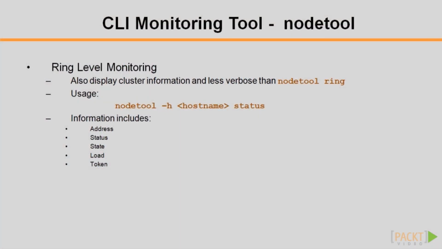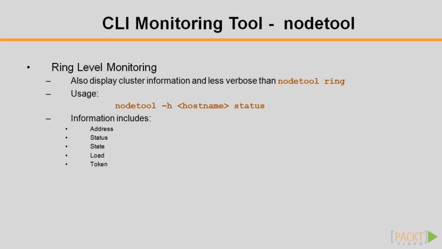The status command also shows the information of a cluster, but in a summary format. We've used it several times to conduct verification tests in the last section. It's less verbose than the ring command. The information includes address, status, state, load, and token.